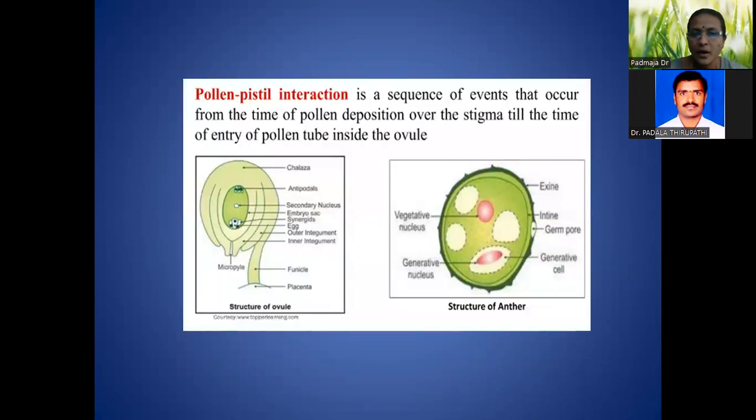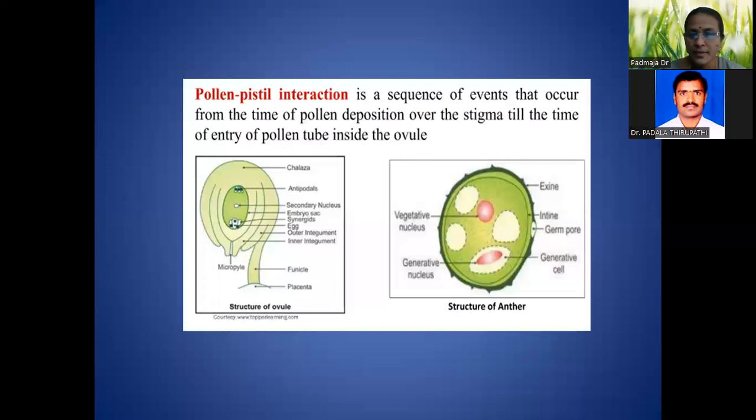So here, the pollen-pistil interaction is a sequence of events that occur from the time of pollen deposition over the stigma till the time of entry of the pollen tube into the ovule. It is just the process. The structure present towards the left side is called the ovule. We already know that this ovule is also called the megasporangium, and these are the structures here.